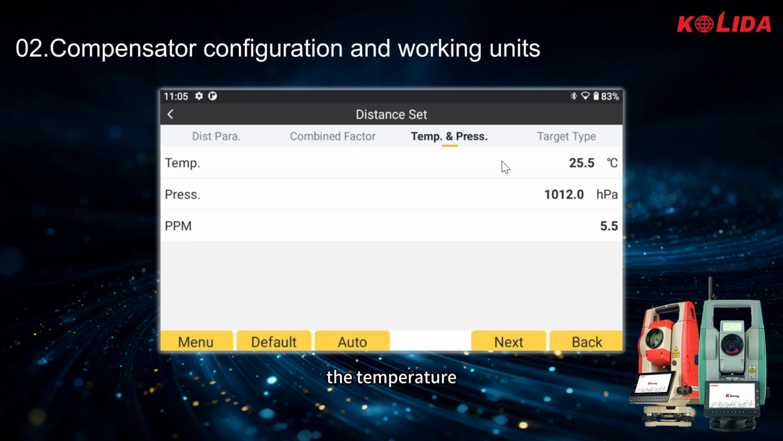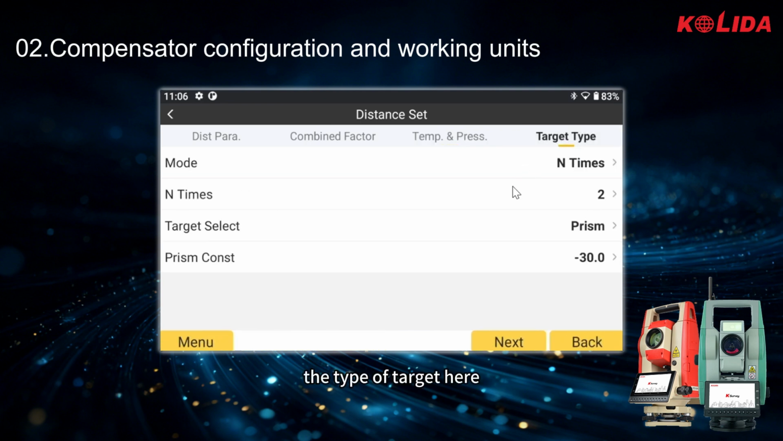The temperature, pressure value, and its corresponding ppm to adjust the distance meter. Here we can do the automatic reading. We are in the city of Lima, and currently the temperature at the site where we are is 24.4 Celsius and the pressure is 1000.1 hectopascals. The type of target.